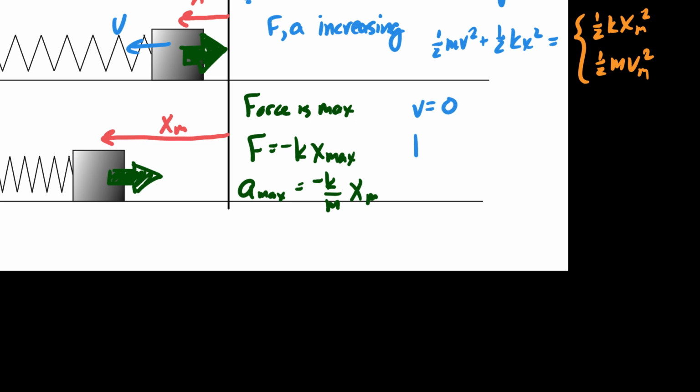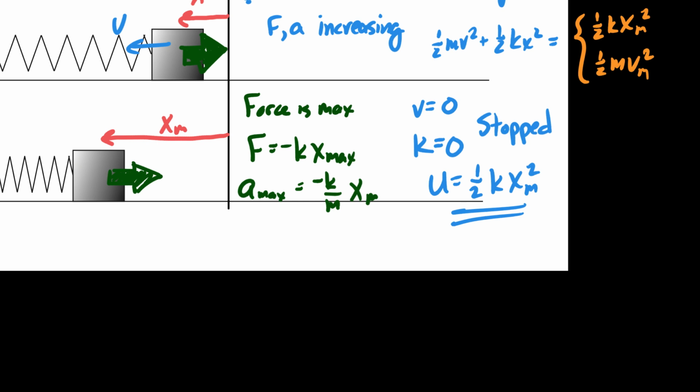Velocity is 0, kinetic energy is 0. We are stopped. All the energy is potential energy. Now, that just means everything's going to start going the other direction. Right? That force is now at a maximum. It's going to push the object back towards equilibrium.